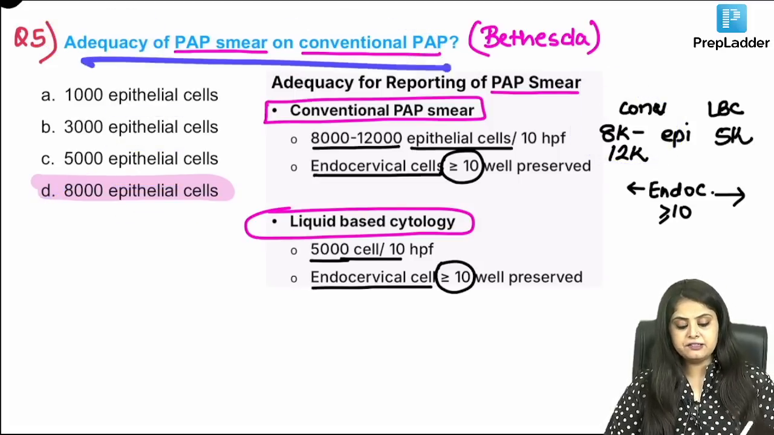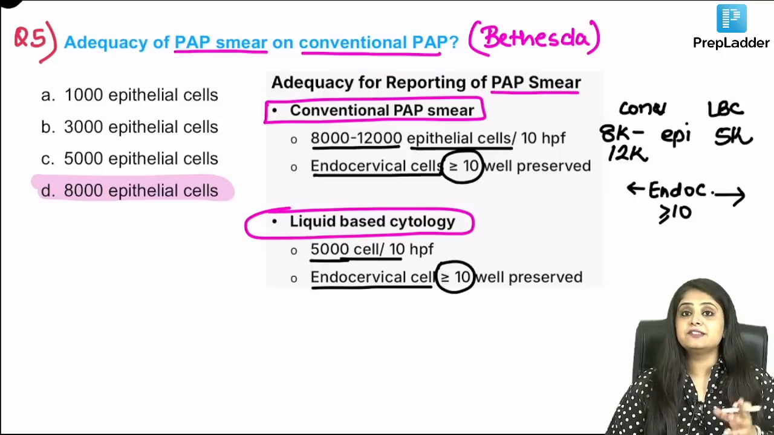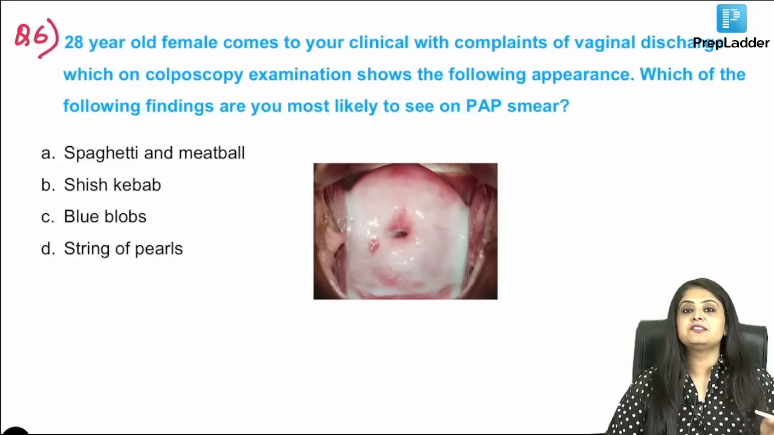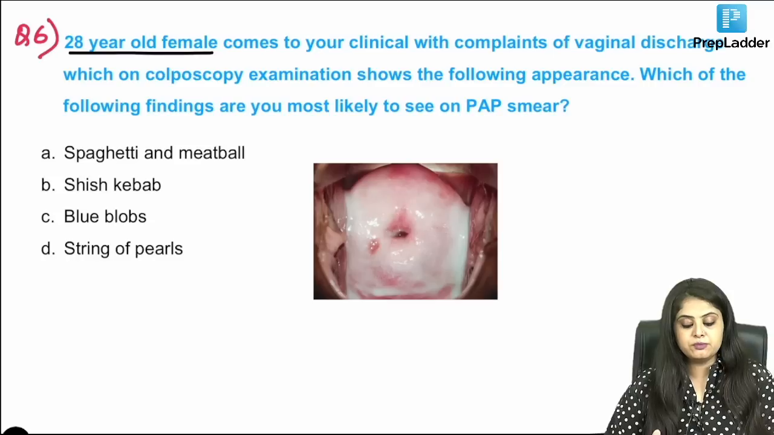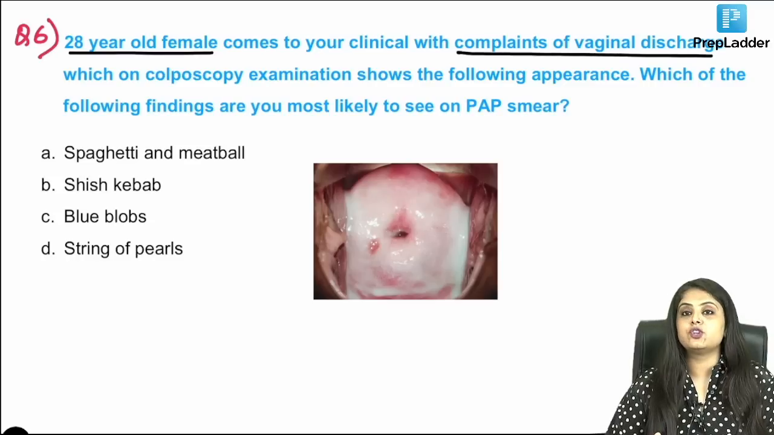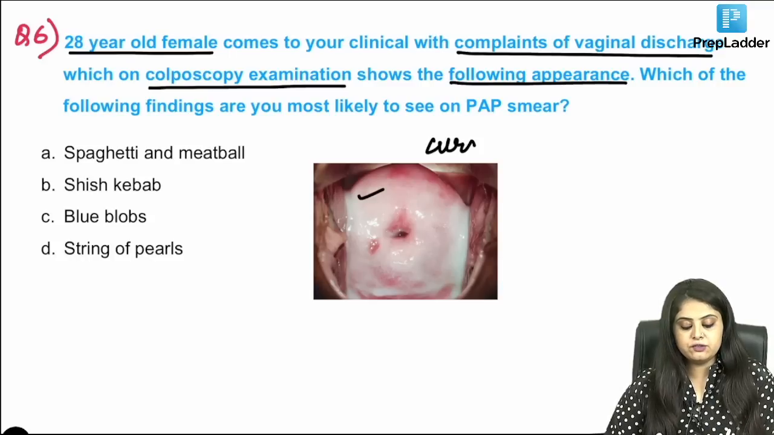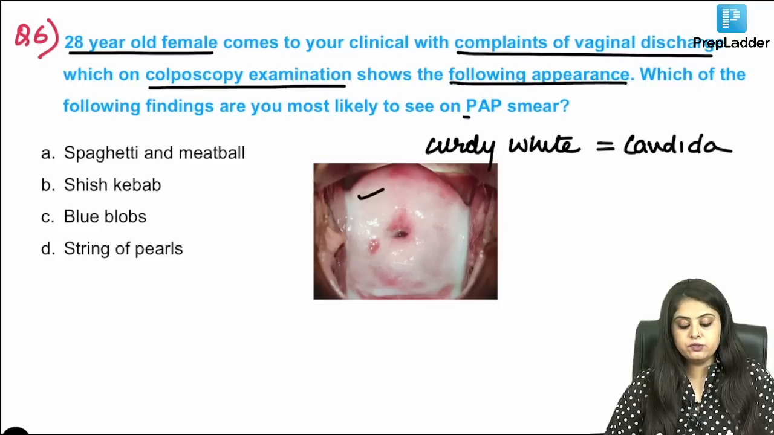Now, when we've done this as a theory question of pap smear, let us now do the remaining 5 images of today, everything to do with pap smear. So let me actually ask you the first image-based question from a theory point of view. They will give you a 28-year-old female who comes to the clinic with complaints of vaginal discharge, which on colposcopic examination shows the following appearance that you can see. I hope all of you identified this to be the curdy white discharge, and based on curdy white, curd for curd, that becomes candida. They've asked you what would you see on a pap smear.